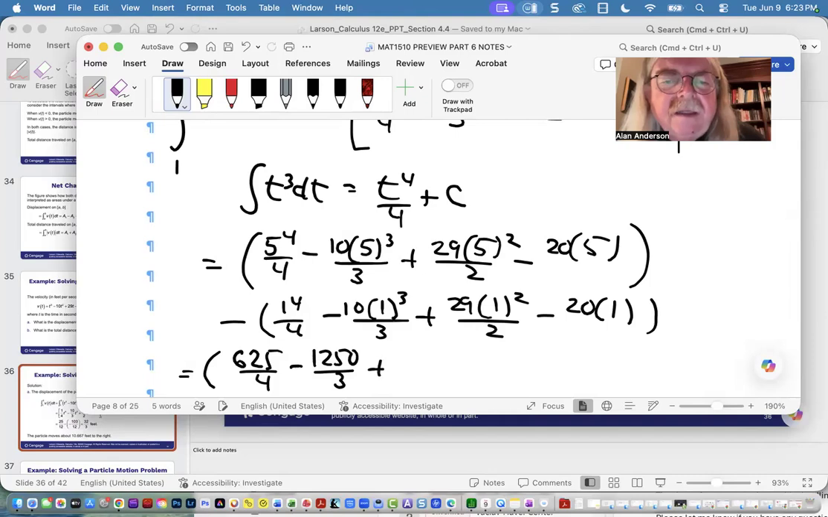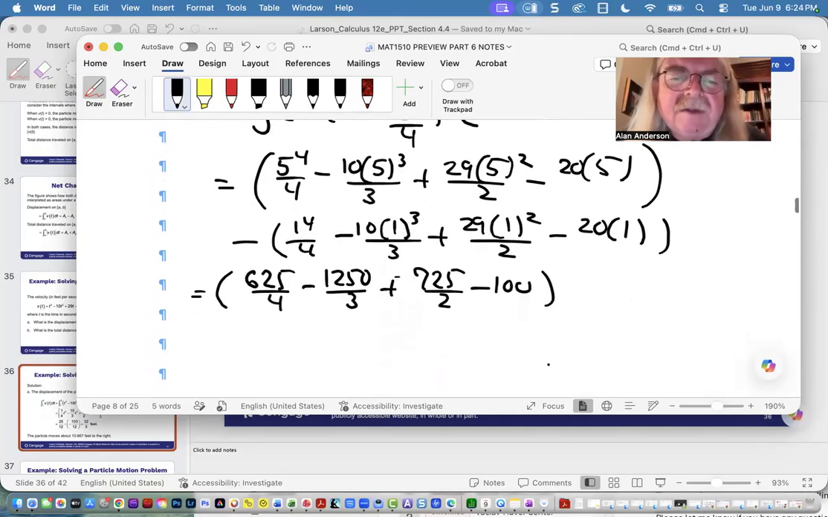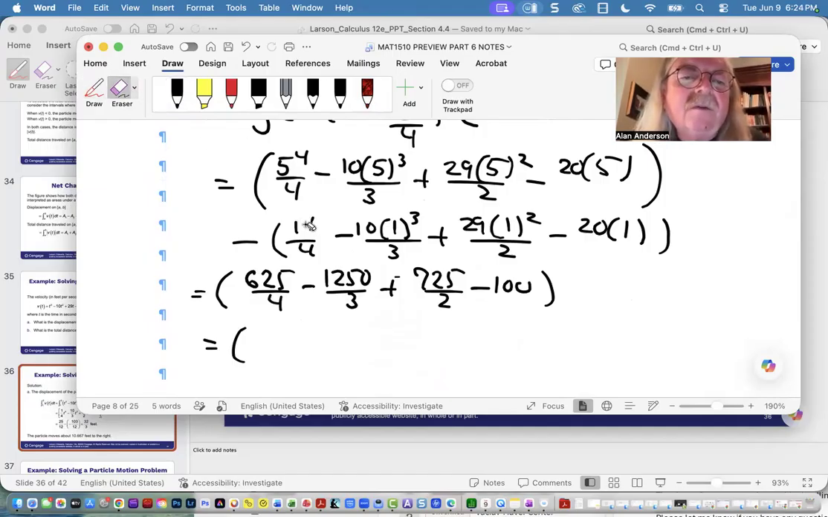Then we have, now here we have 29 times 25, 725 halves minus 100. Now, obviously, we're going to have to find a common denominator in there. And then in the denominator, we have 1/4. I just realized that I've got to be careful with these exponents. This is not 14, it's 1 to the fourth.